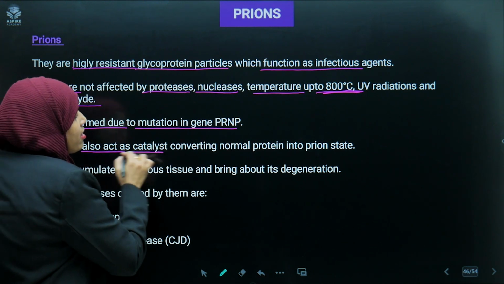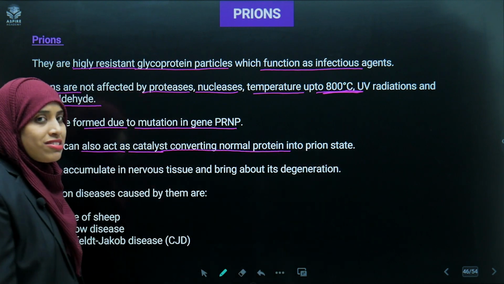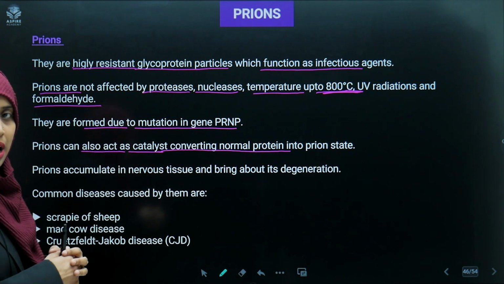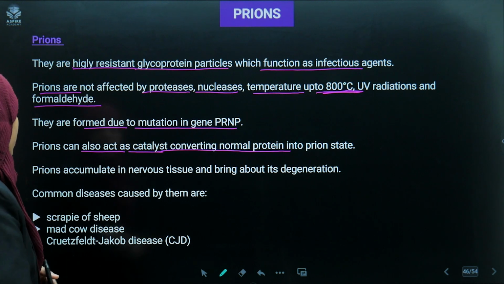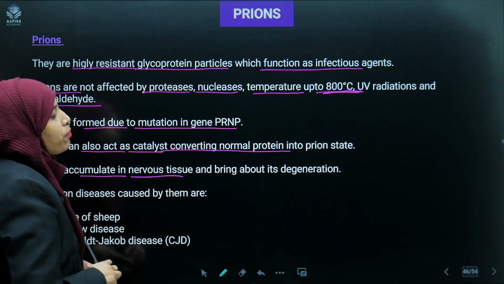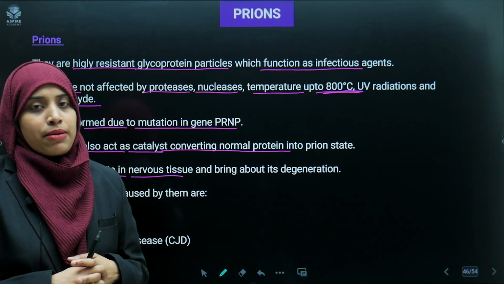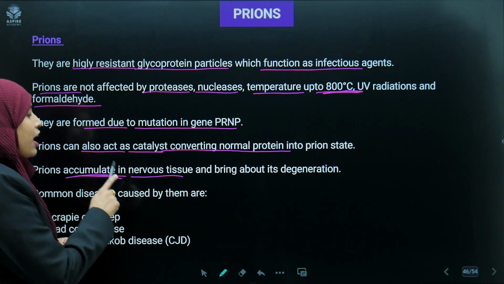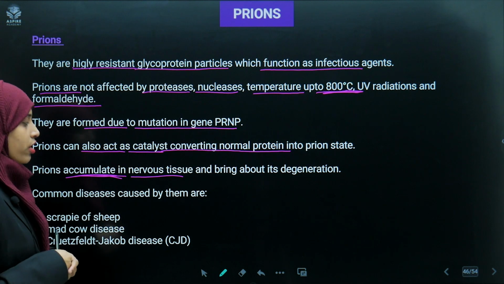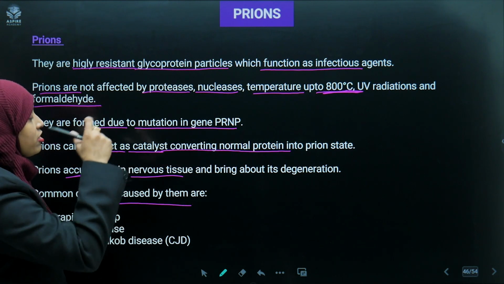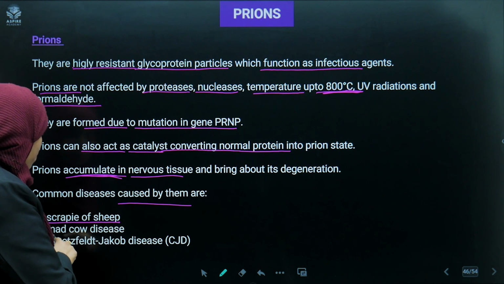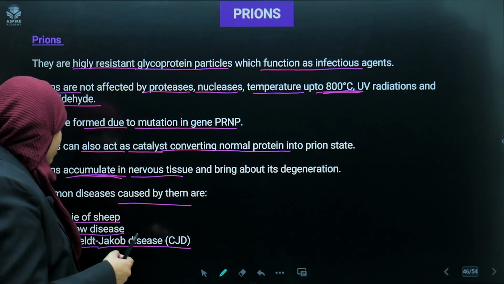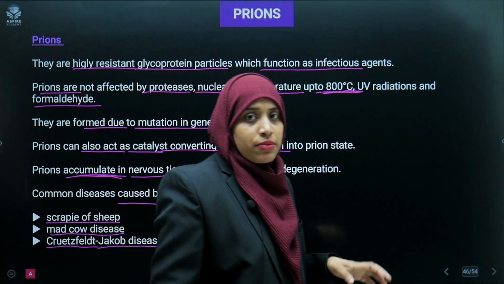Prions can also act as a catalyst, converting normal protein into the prion state. So these prions help in making many more prions. Prions accumulate in the nervous tissue and bring about degeneration of the nervous system. If they accumulate in an organism, they start destroying the nervous system. Common diseases caused by prions are scrapie of sheep, mad cow disease, and Creutzfeldt-Jakob disease. These are a few diseases caused by prions.